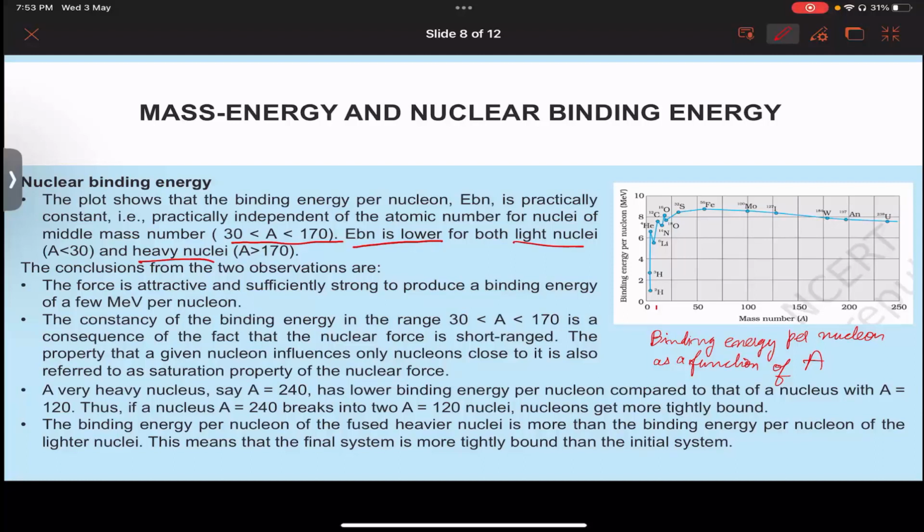So these are the two inferences that we can find from the plot. The conclusion is that the force between the nucleons is attractive in nature, and sufficiently strong to produce a binding energy of the order of a few MeV per nucleon. The constant nature of the binding energy per nucleon between atomic mass numbers of 30 to 170 is the result of the fact that the nuclear force is very short ranged.